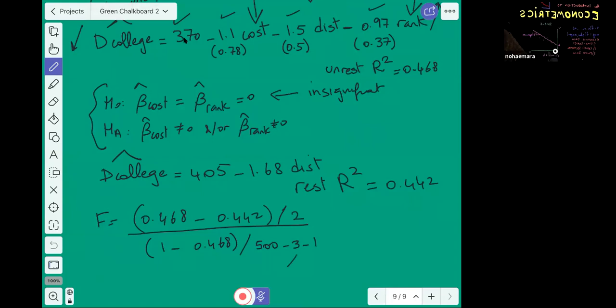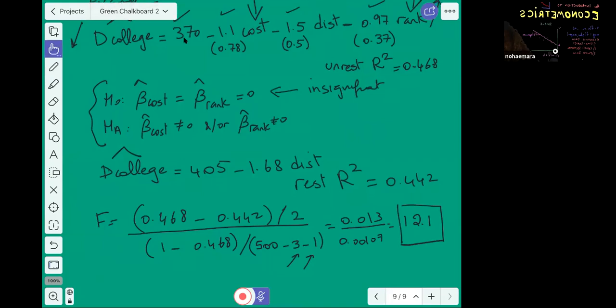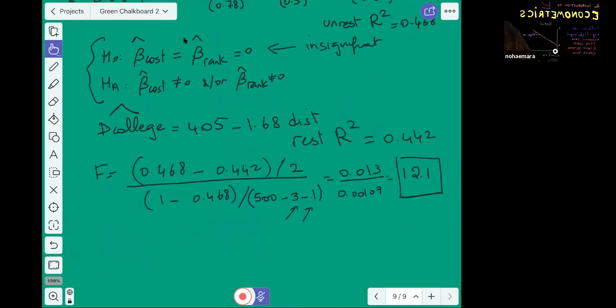So this is the number of x's in the original model, and this is the intercept of the original model. So what you get is 0.013 over 0.00107, and you get an F statistic of 12.1. How can you make any sense out of this number? So this one, we call the F statistic, which is the calculated F.